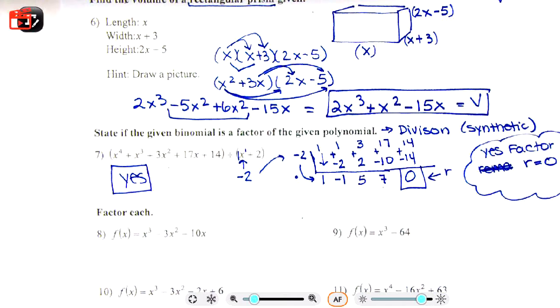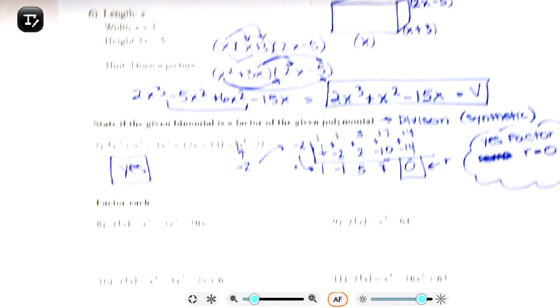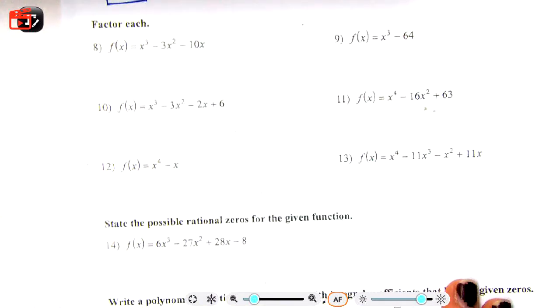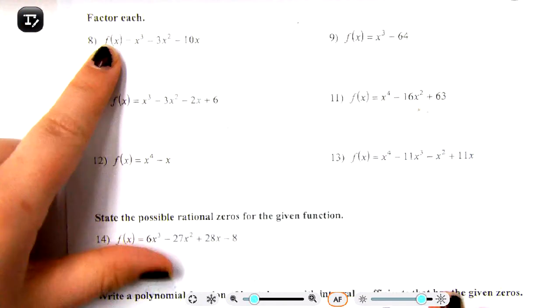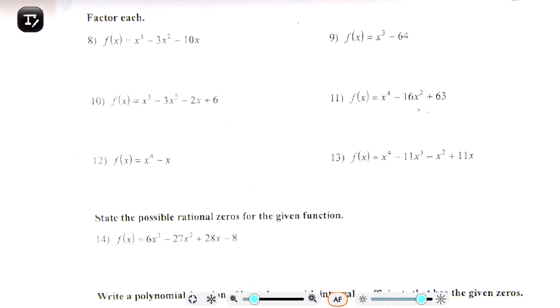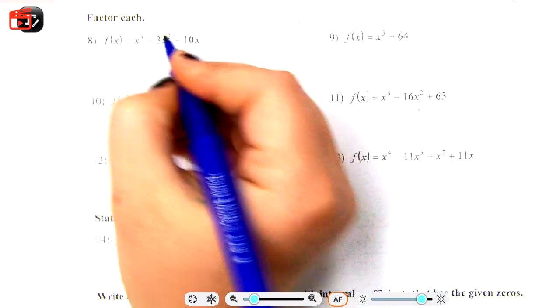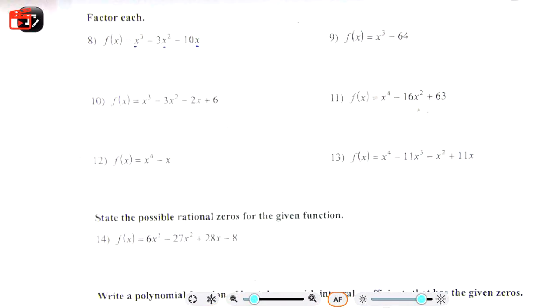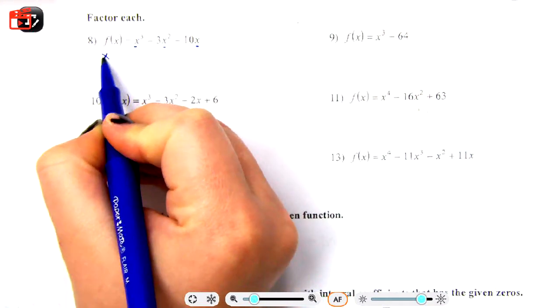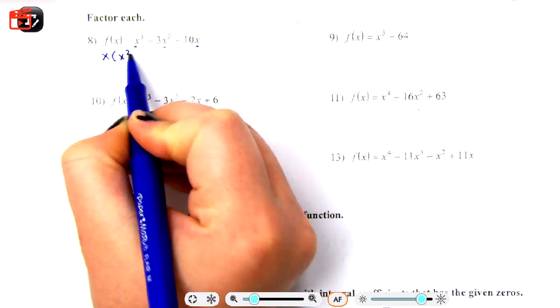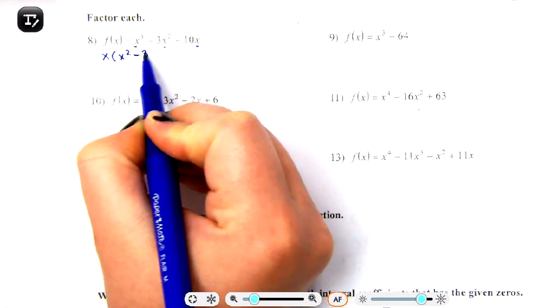Okay. Now, everyone's favorite, factoring. Let's get started. The first thing we always need to look out for is your GCF. Notice that we have an x in each term. Pull out the GCF. In this case, I'm going to pull out the x. So now I have x squared minus 3x minus 10.